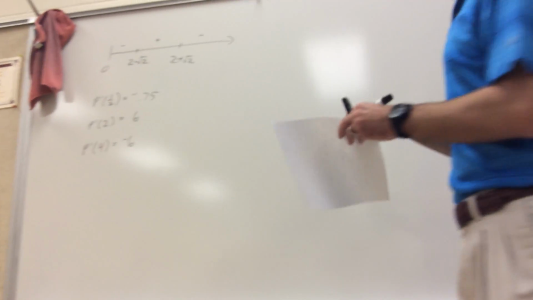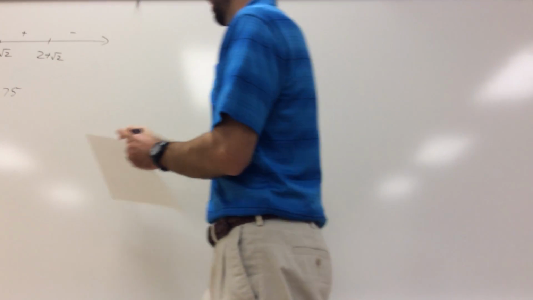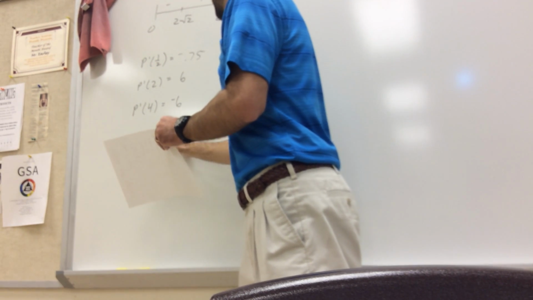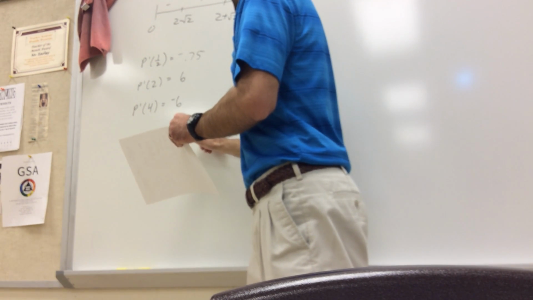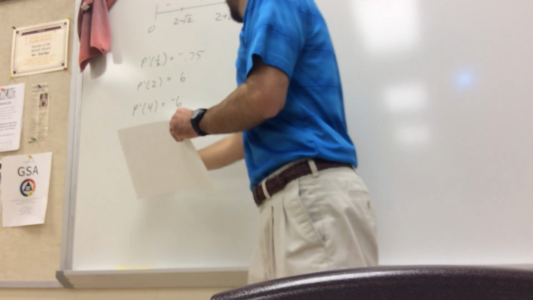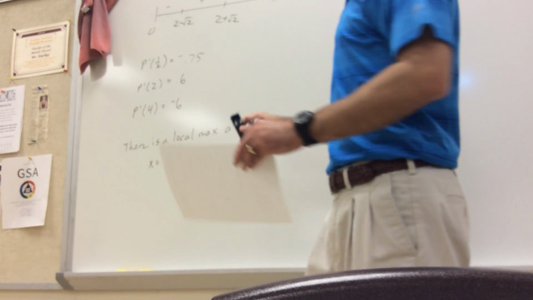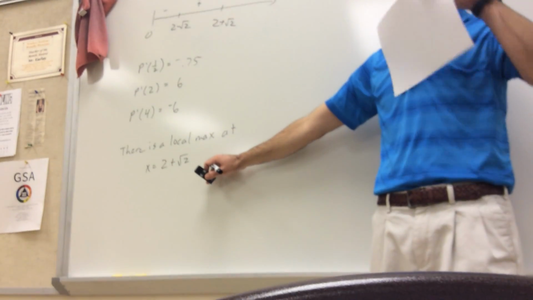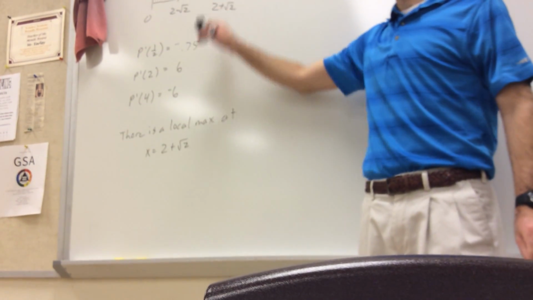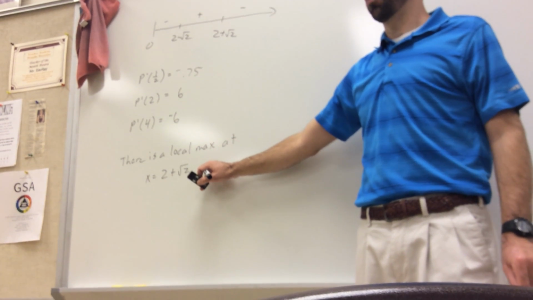Okay, so there's two possible scenarios. We know, well, let's write this down. We know there is a local max at x equals 2 plus root 2. Based on this sign chart, that tells us the local max.